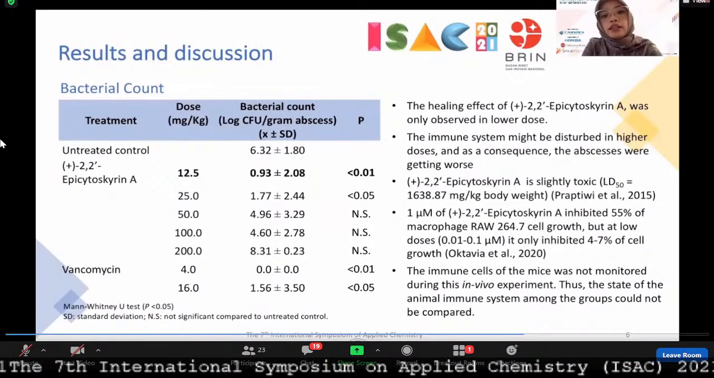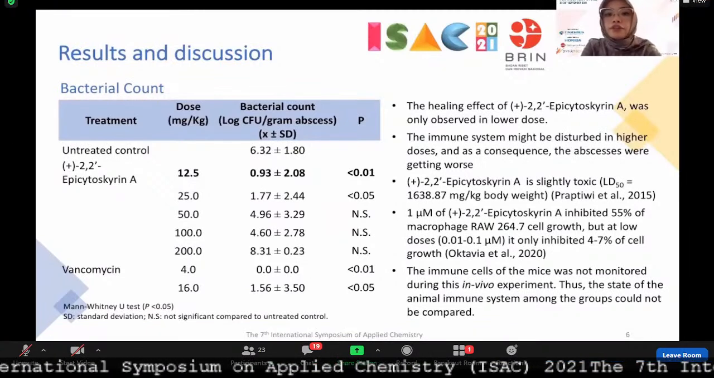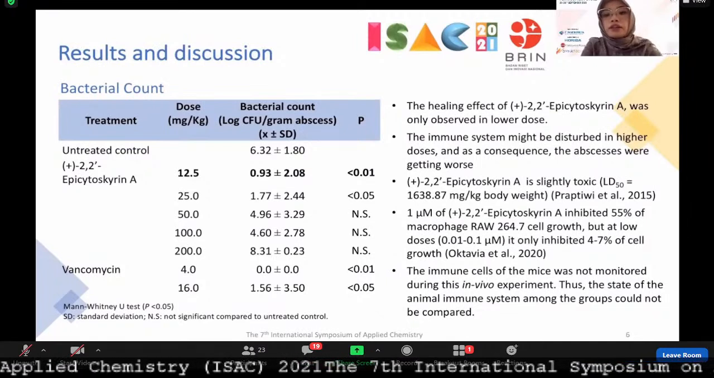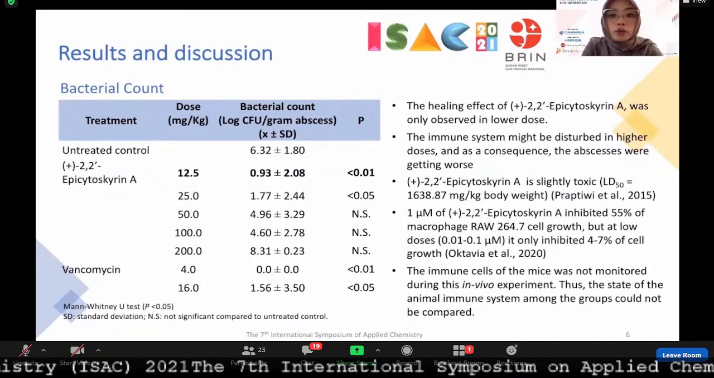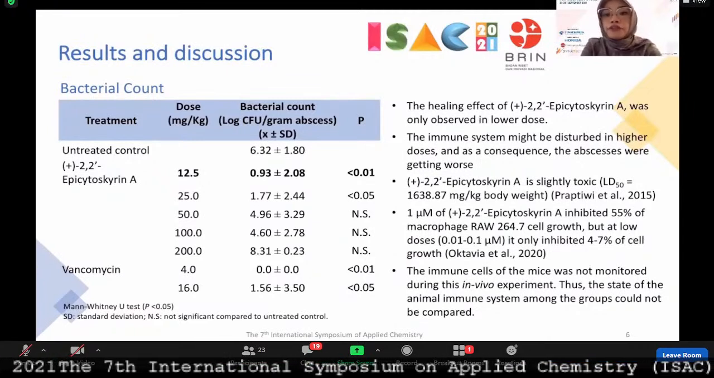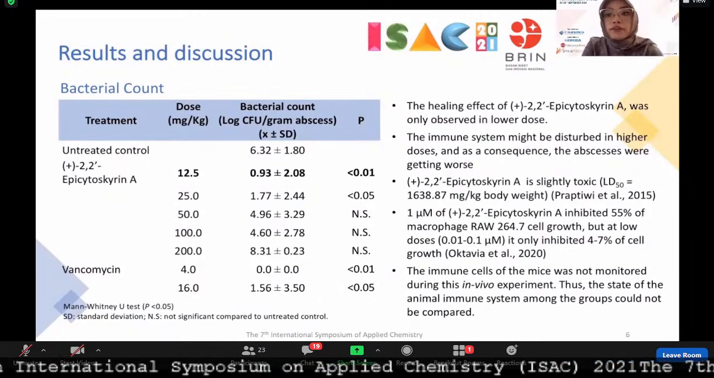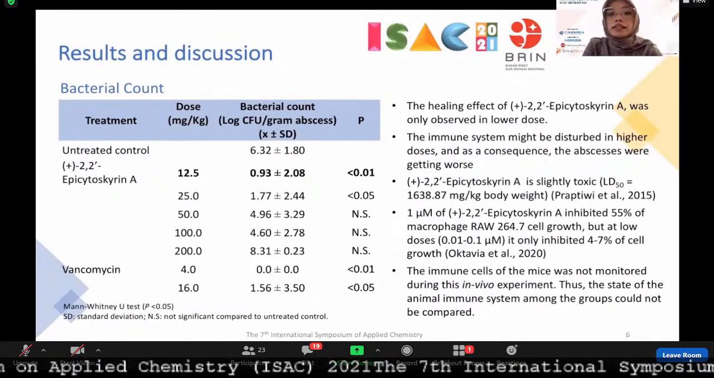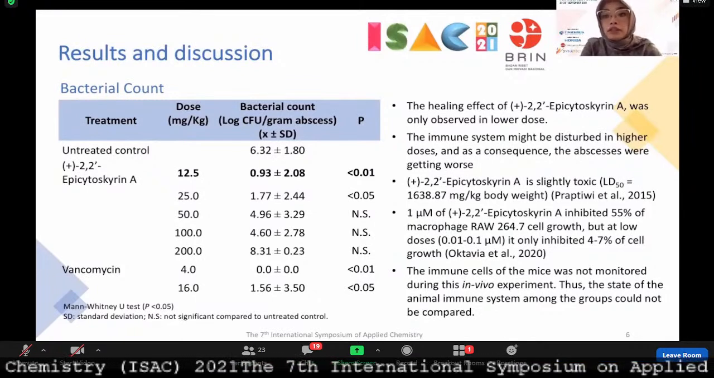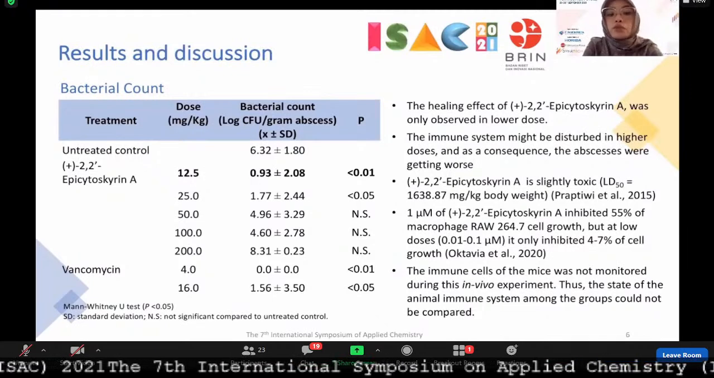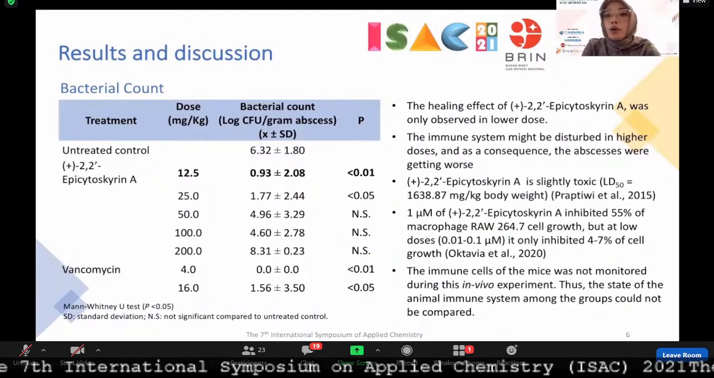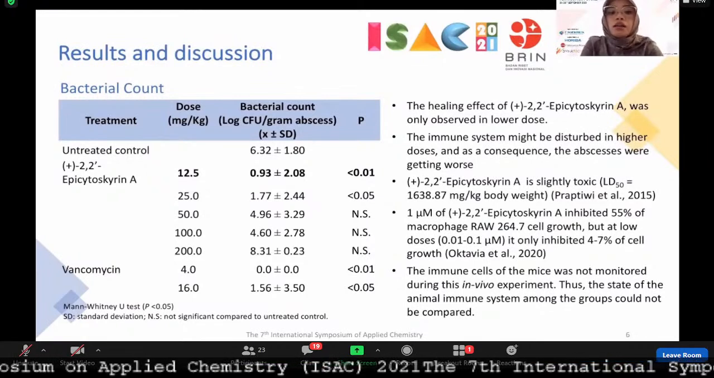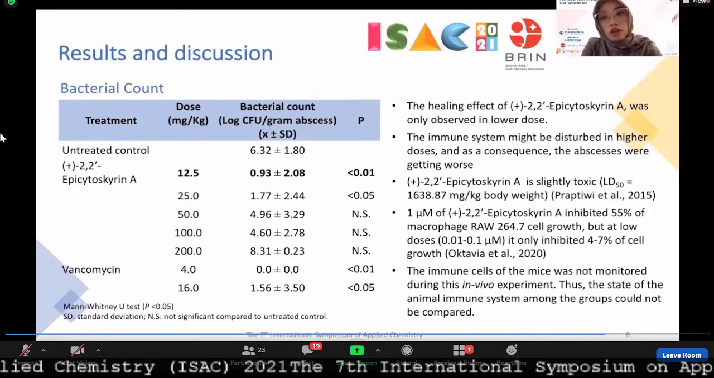From a previous study, we know that even though EPA is only slightly toxic with LD50 around 1,600 milligram per kilogram body weight, an in vitro study in a macrophage cell line showed that at the concentration of only 1 micromolar of epistoschirin A, it inhibited 55% of the cell growth. But at low doses, for example 0.01 micromolar and then 0.1 micromolar, it only inhibited 4 until 7% of the cell growth. So this is interesting because, as we all know, the macrophage cells play a pivotal role in the immune system to combat infection. However, in this study, the immune cells of the mice themselves were not monitored. The state of the animal immune system among the groups could not be compared.